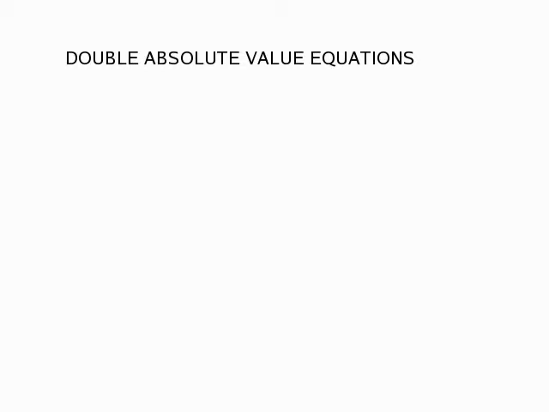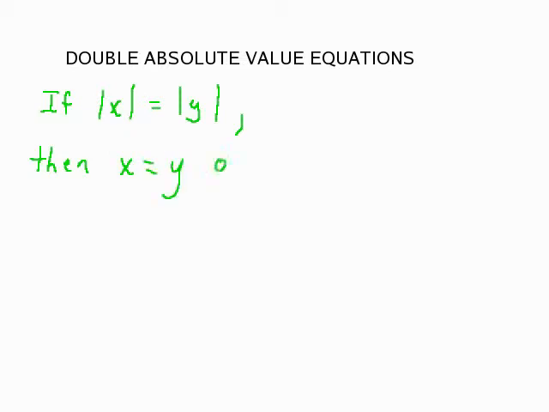The rule goes something like this. All right, so let's say, and we'll do this in pretty green here, if the absolute value of x equals the absolute value of y, we'll make a little if-then statement, then x equals y, or x equals the opposite of what's in that second absolute value, which we're calling y.